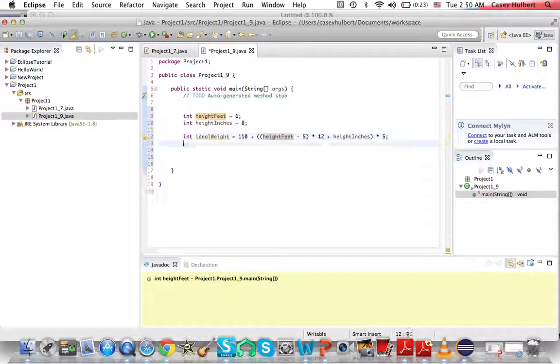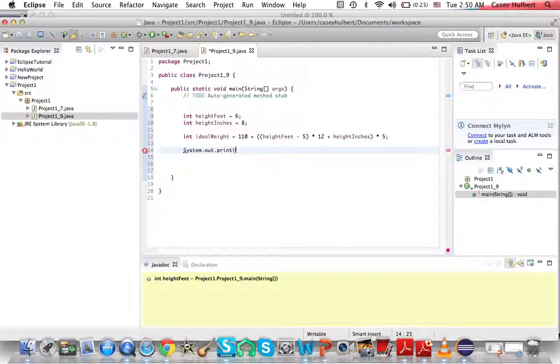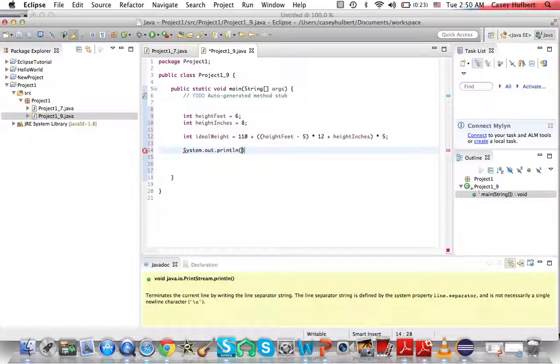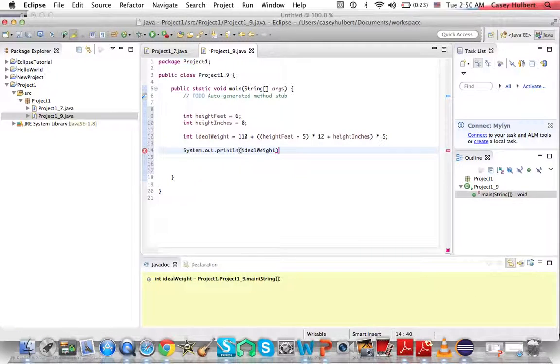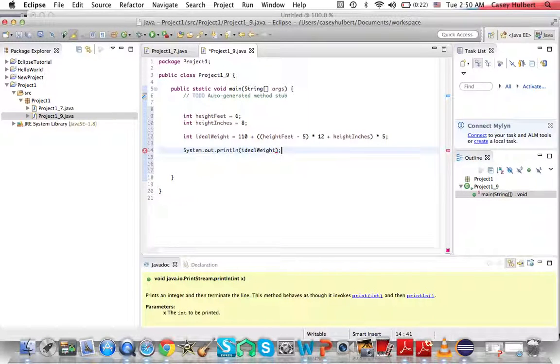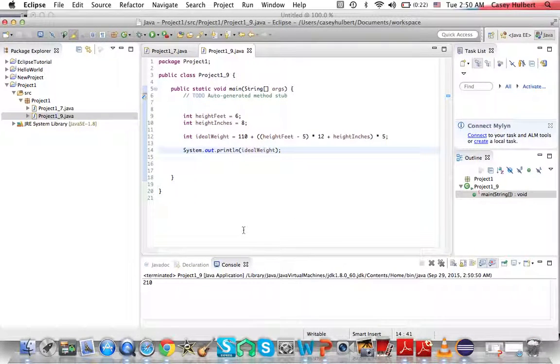Once we're done, before we run it, we have to put System.out.println and then ideal weight, parentheses, semicolon, and it should come out to 210. Yeah, 210. Okay, so that's pretty much how you do it.